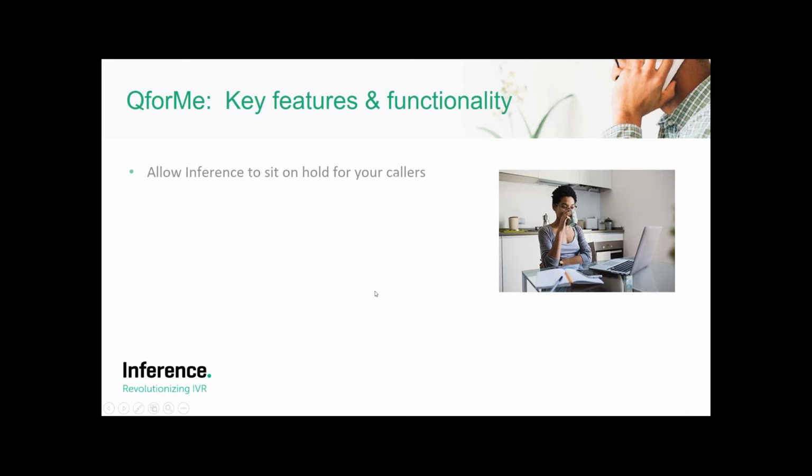All right, so essentially, QforMe at a high level is really quite simple. It allows you to hold your place in the queue, or have Inference hold your place in a queue. So this is a contact center queue. So you're waiting to talk to an agent, so that the callers don't have to wait.